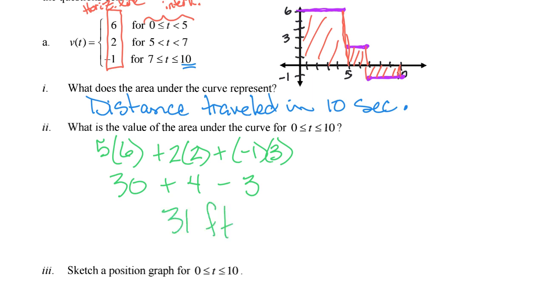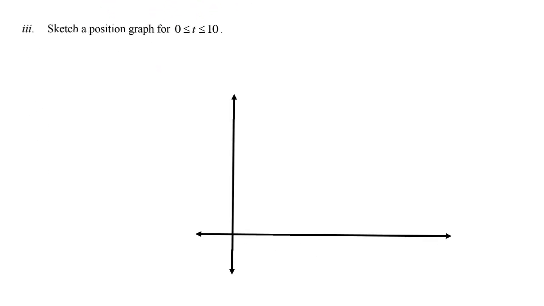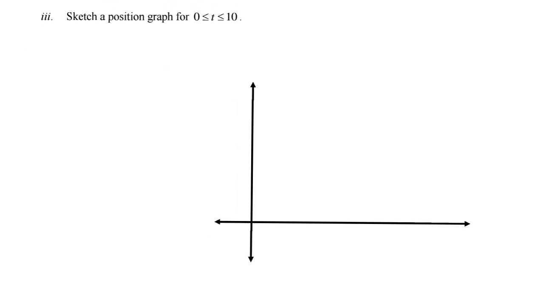And the last part is to sketch the position graph that represents this scenario. Okay, so let's label our x and y axis. We need to get up to 10 on the x-axis, and we need to get at least more than 31. So 2, 3, 4, 5. I do not like that at all. Let's try that again. 5, 6, 7, 8, 9, 10.